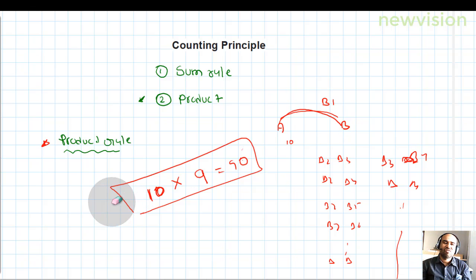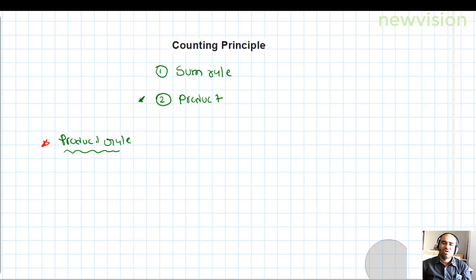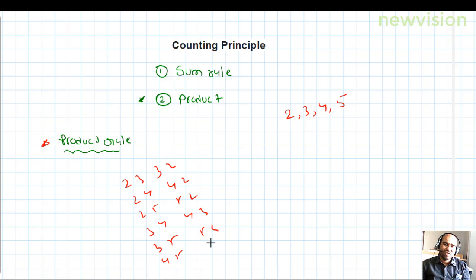Okay, so this is one of the applications of the product rule. I will explain one more example of how to use the product rule. By using the digits 2, 3, 4, 5, how many 2-digit numbers can you write, where no digit is repeated? First I will write practically: 23, 24, 25, 34, 35, 45. Next 32, 42, 52, 43, 53, 54. How many? 6 plus 6, 12 two-digit numbers you can write by using these 4 digits.